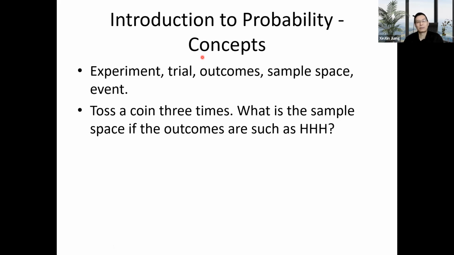Let's have a look at a simple example. If we toss a coin 3 times, what is the sample space, if the outcomes are written such as HHH, so 3 heads? Here one trial is tossing a coin 3 times. It's not tossing one time, it's actually tossing 3 times. It's one trial. We're trying to figure out the sample space, all the possible outcomes. Can anyone tell me a couple more?